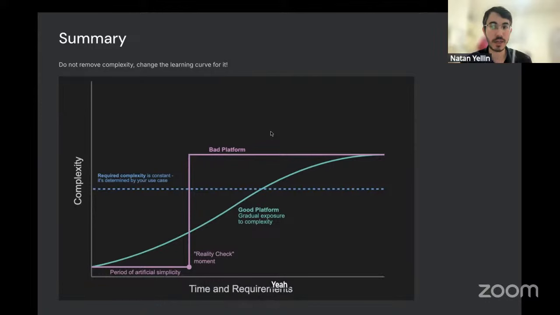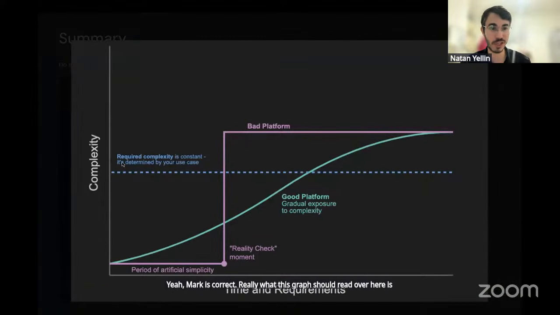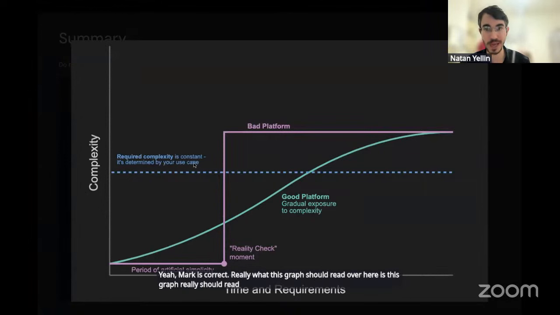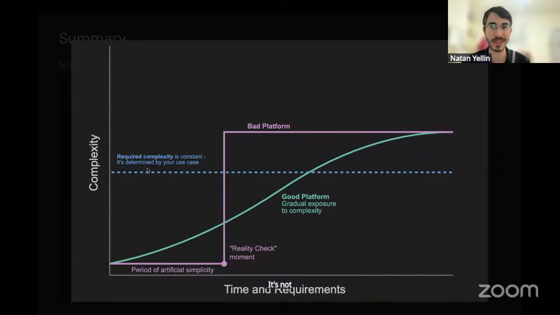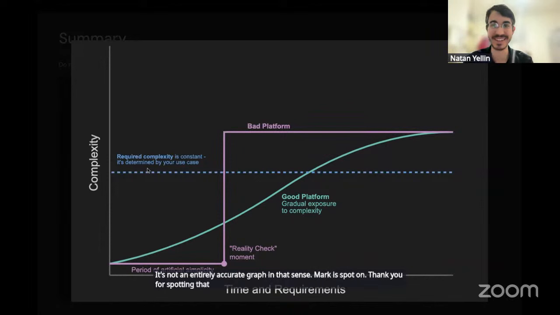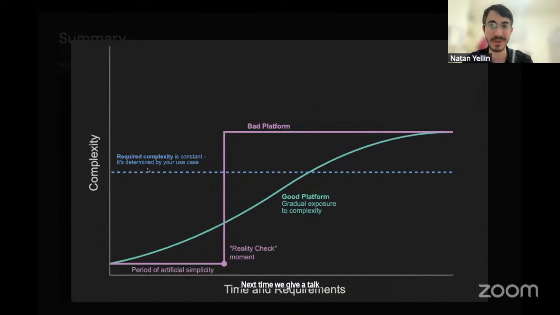Yeah, Mark is correct. Really, what this graph should read is that the maximum complexity of your platform, or the maximum complexity that each user hits, is constant. It's not an entirely accurate graph in that sense. Mark is spot on. Thank you for spotting that. I'll have to update this next time I give a talk on this. You're correct though.